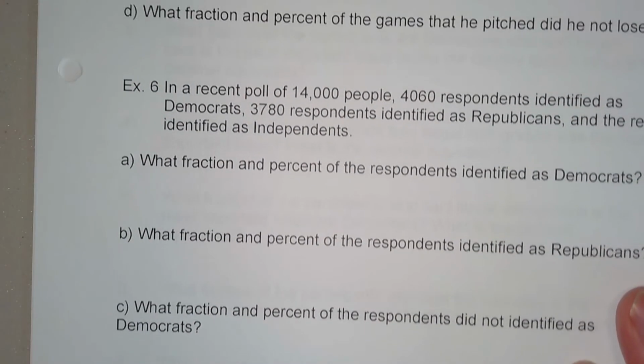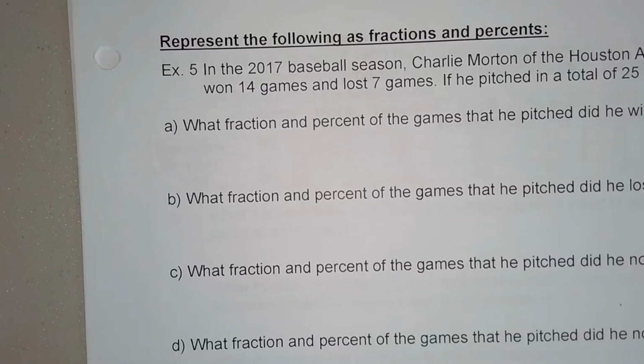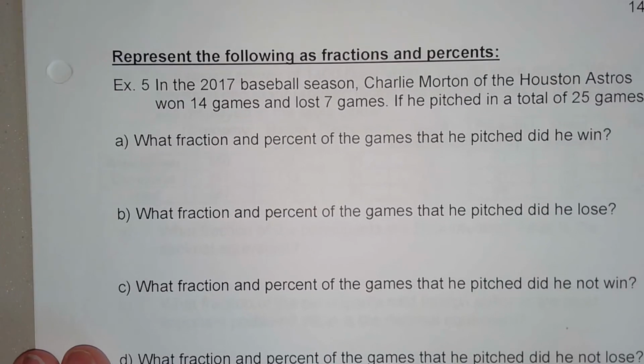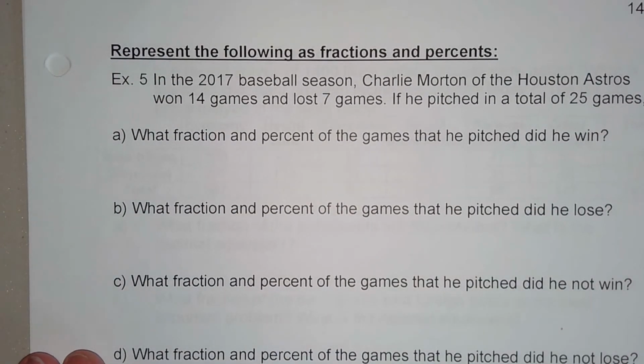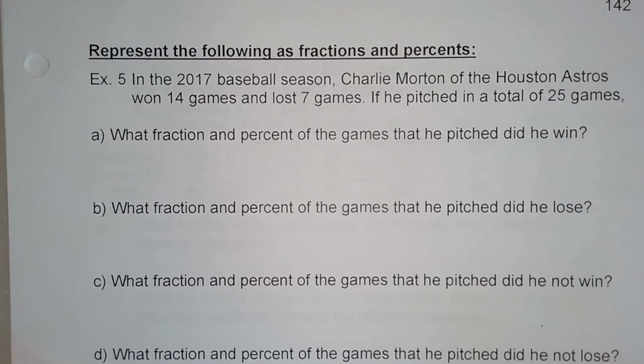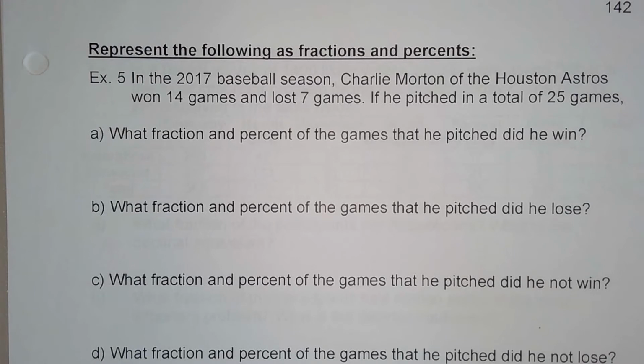So let's turn the page. It says, in the 2017 baseball season, Charlie Moore of the Houston Astros won 14 games and lost 7 games. If he pitched a total of 25 games, what fraction and percent of the games that he pitched did he win?